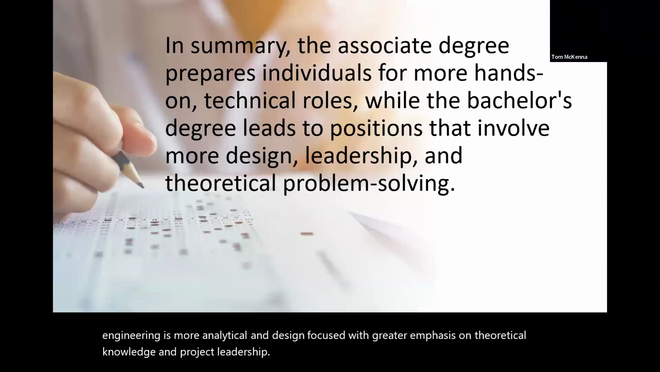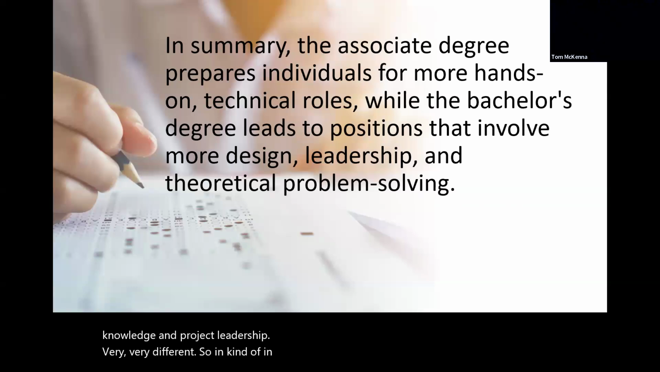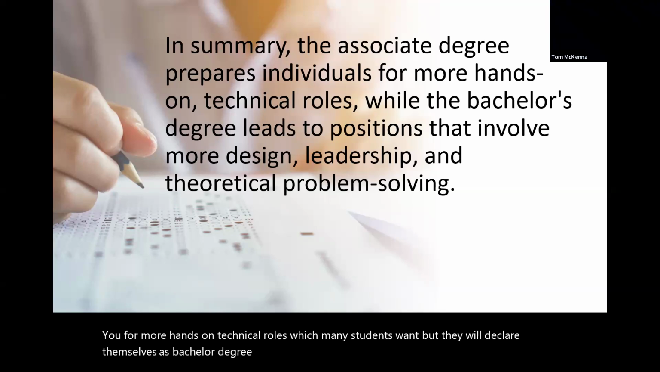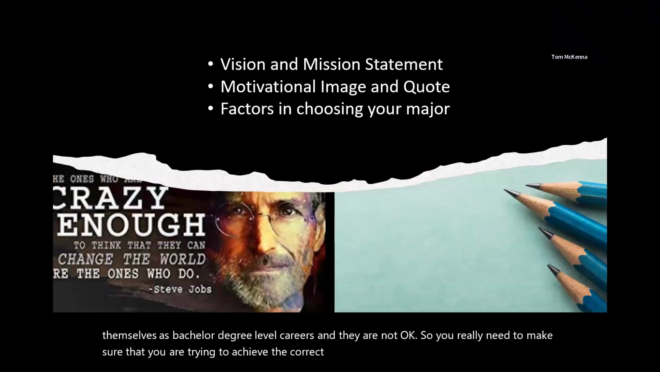Very, very different. So in summary, the associate's degree prepares you for more hands-on technical roles, which many students want, but they will declare themselves as bachelor degree level careers, and they are not. Okay, so you really need to make sure that you are trying to achieve the correct level of education.